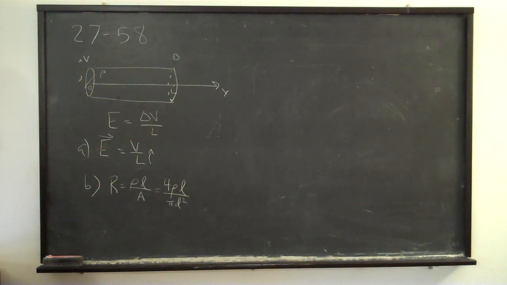Let's see. It also asks for C, the magnitude and direction of the electric current in the wire.